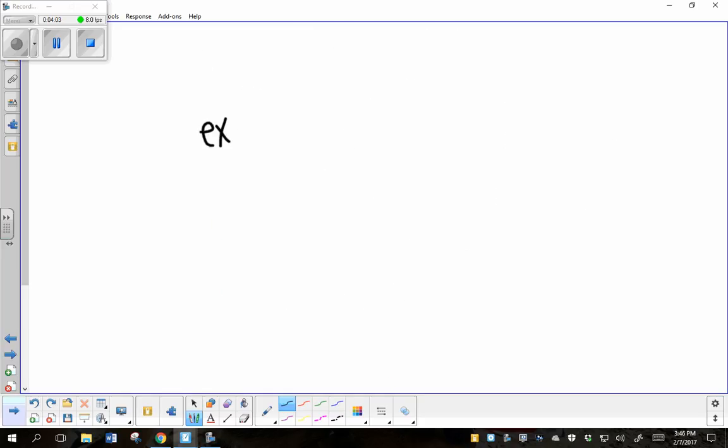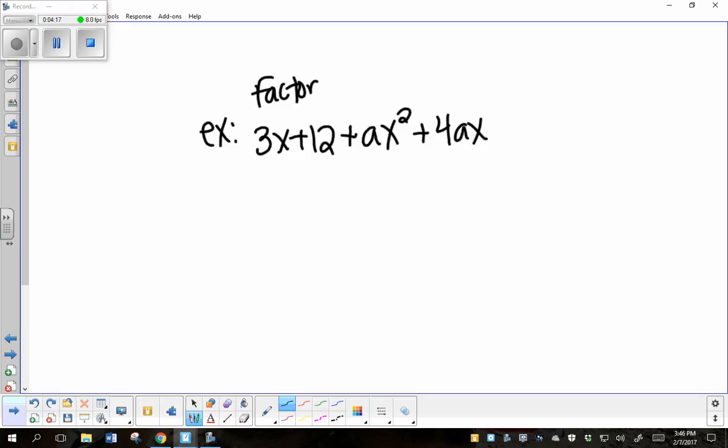For our next example, we're going to factor 3x plus 12 plus ax squared plus 4ax. So if I look at this one, I don't see any common factor out of all those terms, unfortunately, other than 1. So then I look at how many terms it has. It has 4 terms. So let's see if we can factor by grouping.